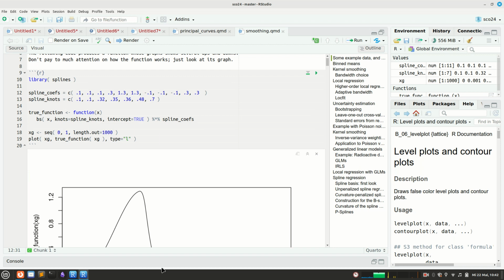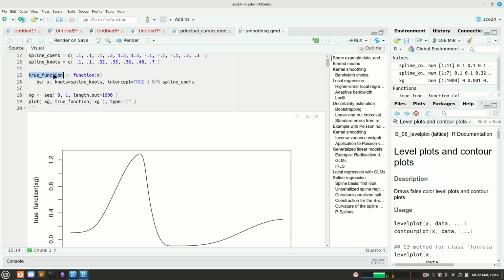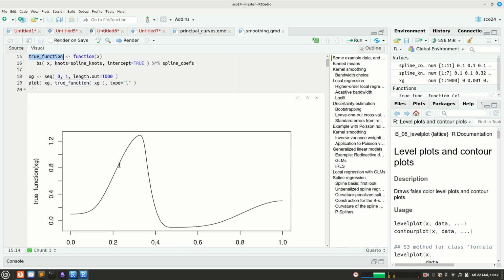So for now, just consider this BS function that you see here as a magic way of turning these numbers into a smooth curve, and the magic will be revealed in half an hour. So I have this function which I call the true function because it's the underlying ground truth which we try to recover. And this true function maps the unit interval to these y values here.